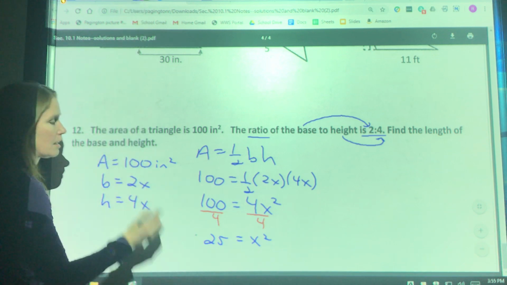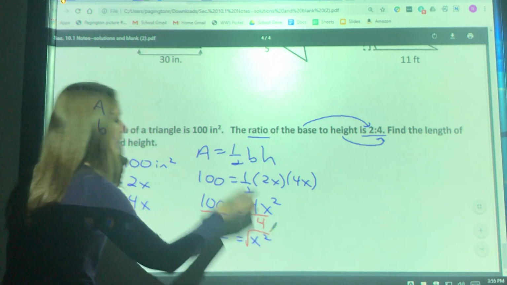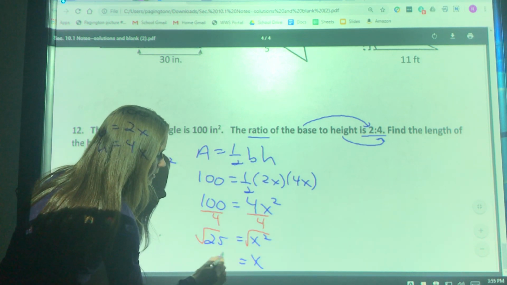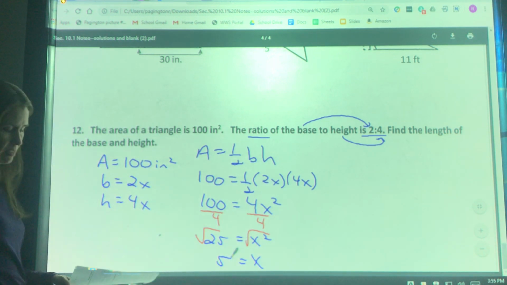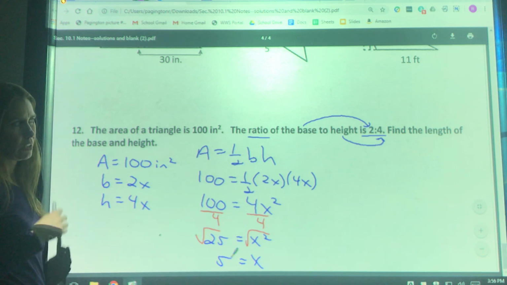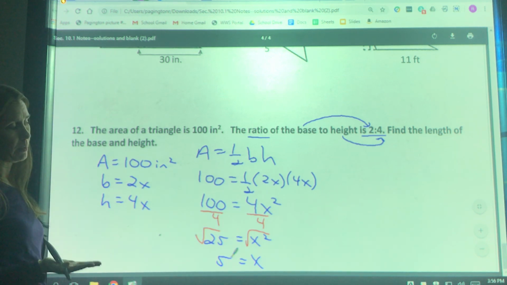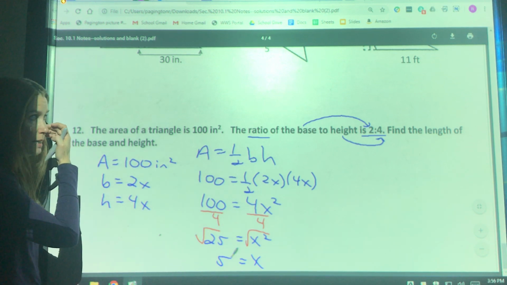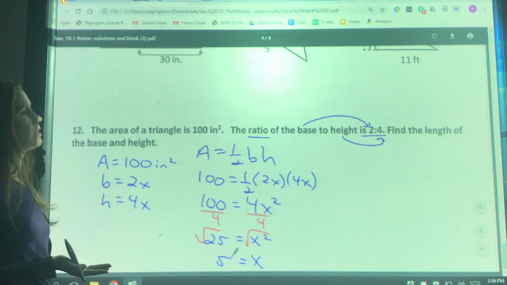And then I can take the square root of both sides. Again, technically I get positive and negative 5, but in this case, since we're dealing with the length of a side of a triangle, the positive 5 is the only thing that makes sense here. So our x is equal to 5, and then always pay attention to what the question's actually asking for.